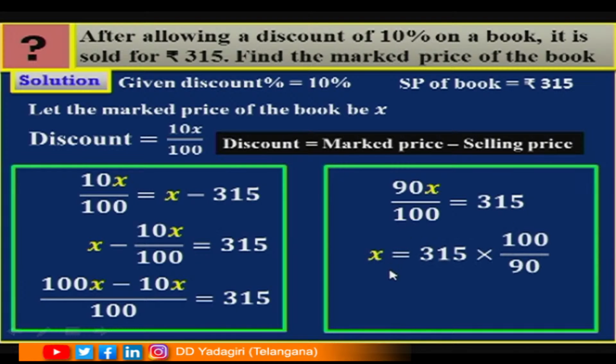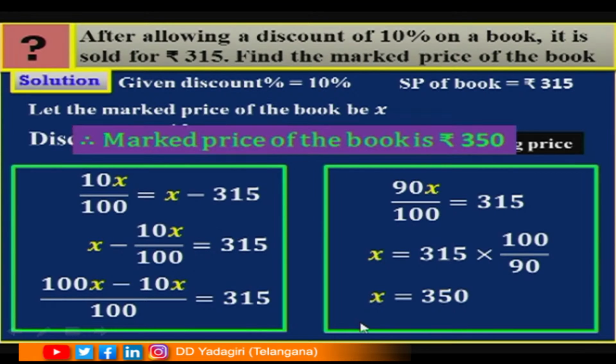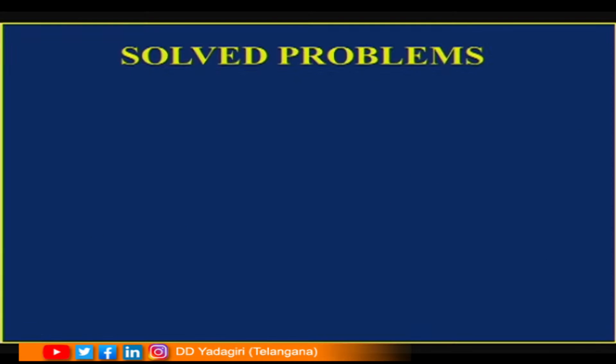So, what is the value of x, children? Yes, 315 into 100 divided by 90. On cancellation or on simplification, we get the value of x as 350. That means, the marked price of the book is 350 rupees. Let us move on to our next problem.